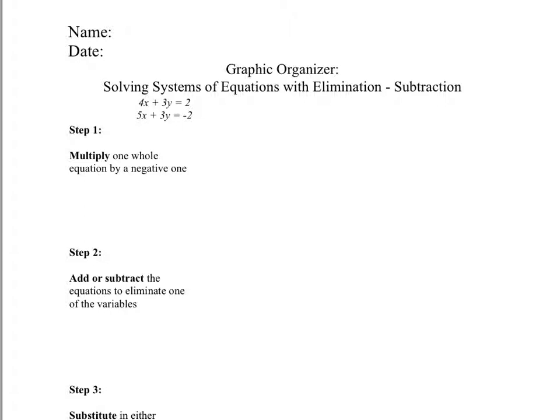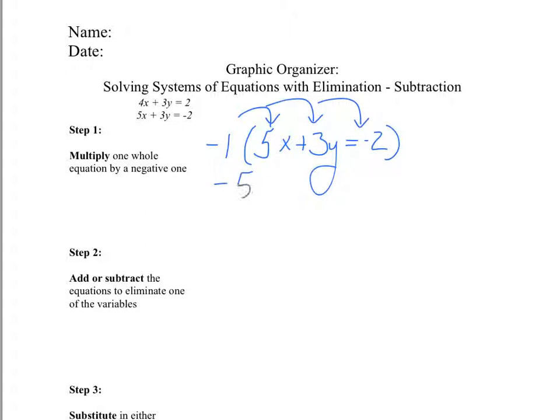So what you actually do in step 1 is you're going to multiply one entire equation, doesn't matter which one. I typically choose the bottom one. I'm going to multiply one entire equation through by a negative 1. So each piece gets the negative 1, distributing. That's going to give me negative 5x plus negative 3y equaling positive 2. Negative 1 times negative 2 is positive 2.